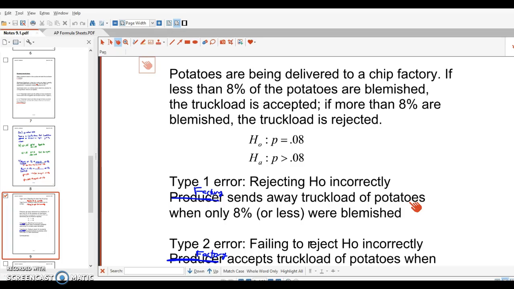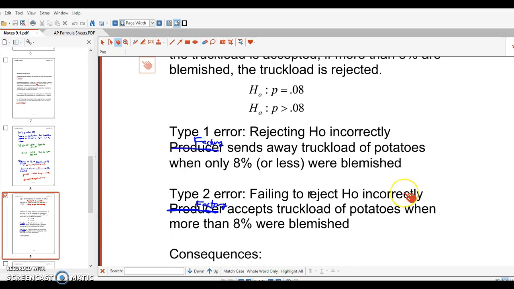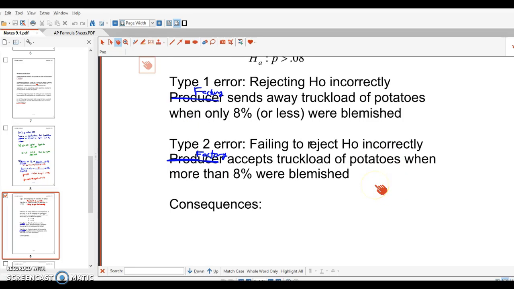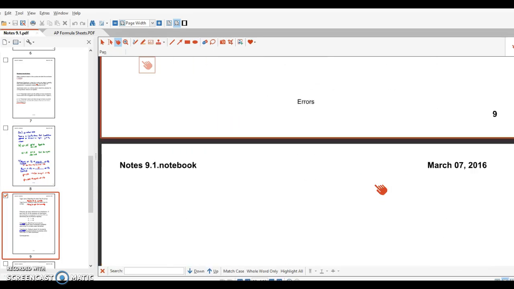Okay, so the factory has sent away produce. The farmer would probably lose out the deal. The potatoes could be destroyed. Thinking that they are not going to be able to use them, the factory would have to import another shipment of potatoes. Lots of possible consequences. Type 2 error would be the opposite: if the factory accepts the truckload of potatoes when there actually is a much higher blemish rate, so the factory loses money they've paid for potatoes that they don't end up using.